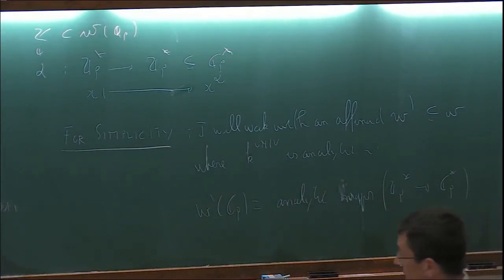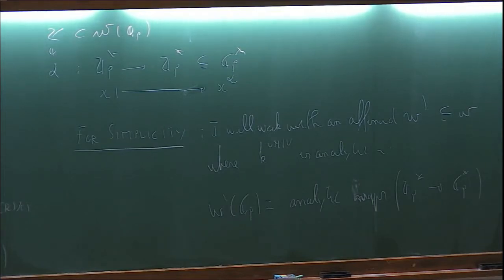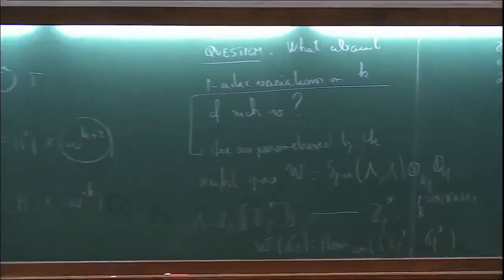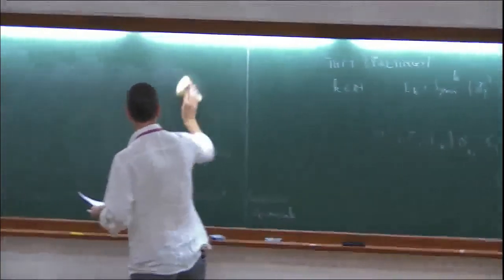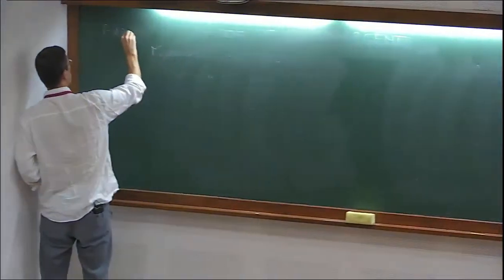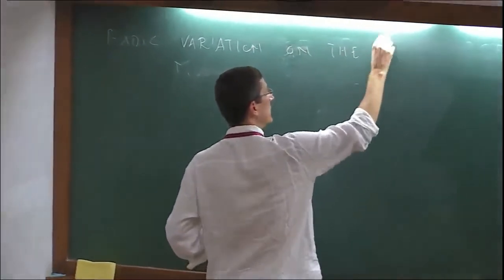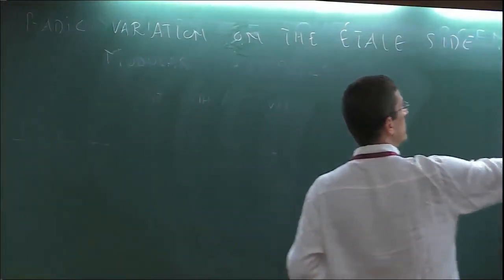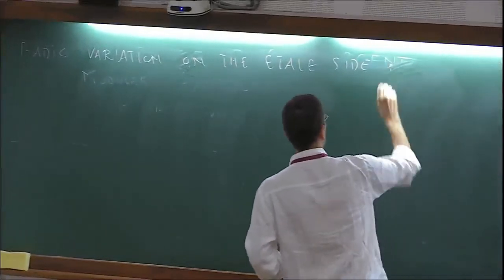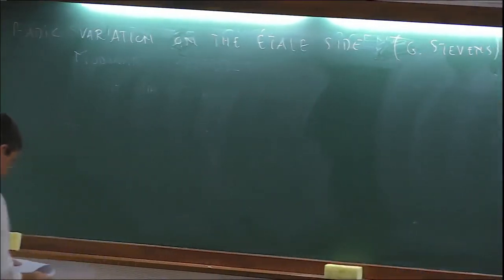And the second thing that I want to explain is how to vary Lk p-adically. And here we follow very closely what Glenn has done. Okay, so objective one, p-adic variation on the et al. side. I'll explain. Everything I'm going to say is based on work of Glenn Stevens.